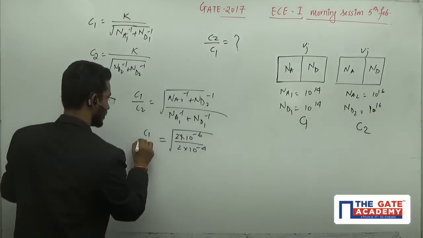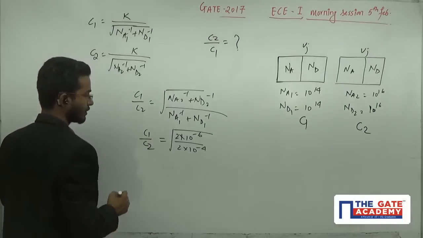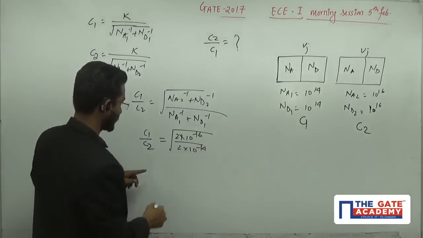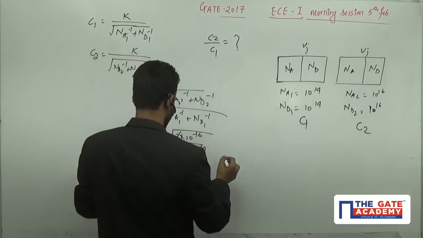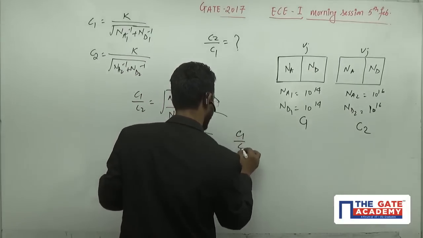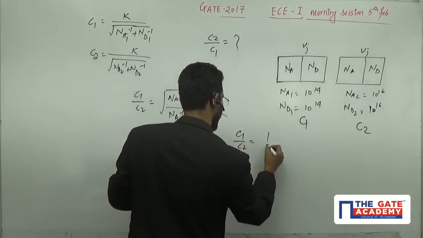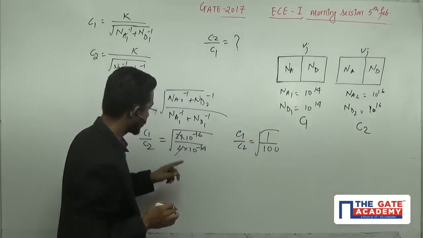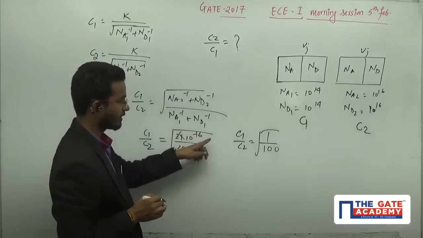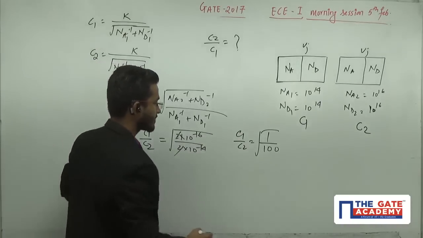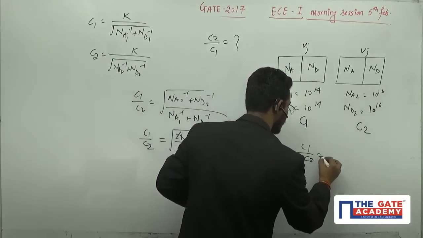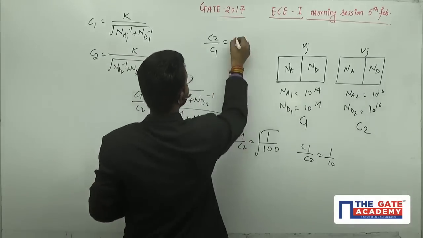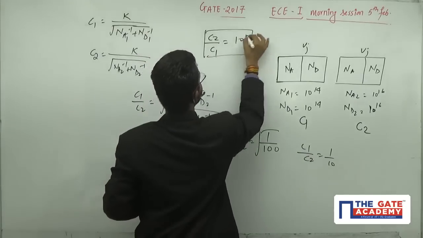That means C1 divided by C2. Now here it is 16, here it is 14. That means the 2 will cancel out. And you will get C1 divided by C2 is equal to 1 divided by root over 100, because 10 raised to minus 2 you will get here, that means 1 upon 100 under the root. That means C1 divided by C2 is equal to 1 upon 10, and C2 upon C1 is 10. And this is your right answer.